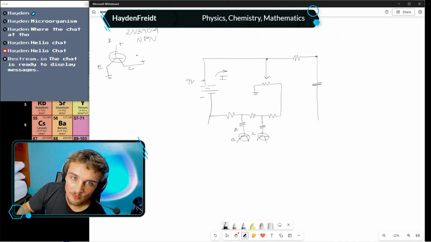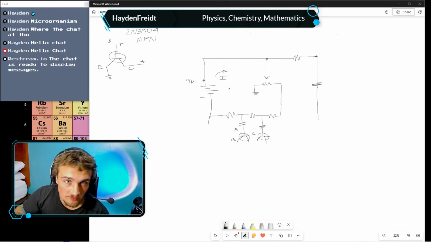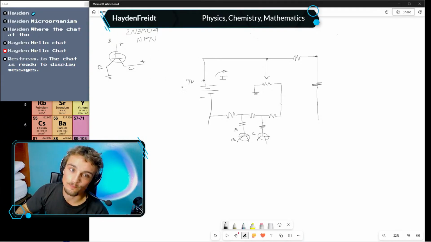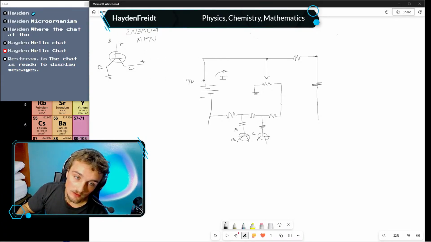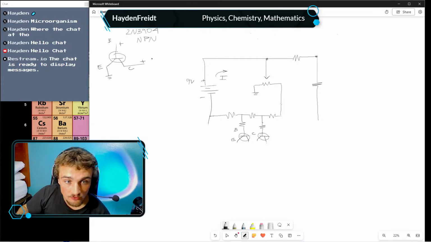And then NPN and PNP determine what the semiconducting junctions are made of. So with NPN, I'm pretty sure the N is a net negative, so it has extra electrons, and then the P stands for positive, meaning it has a lack of electrons. I would think so. I hope I'm saying that correctly.